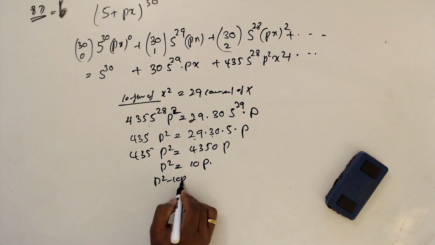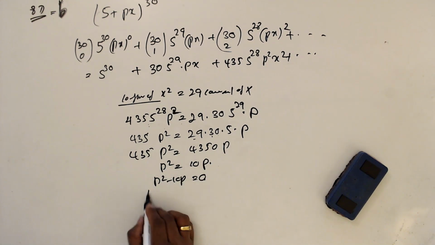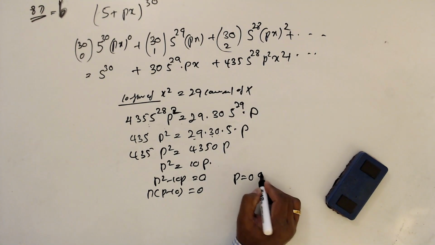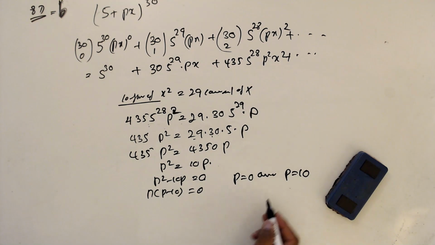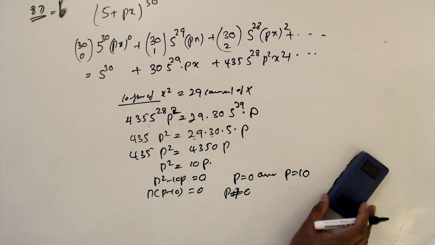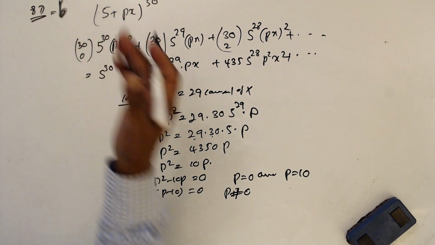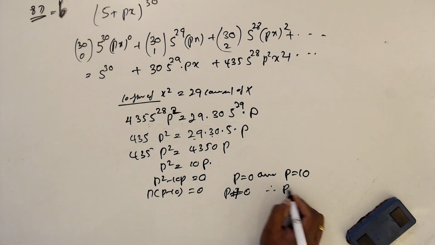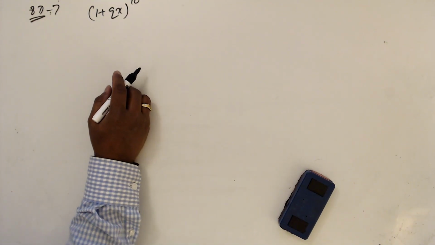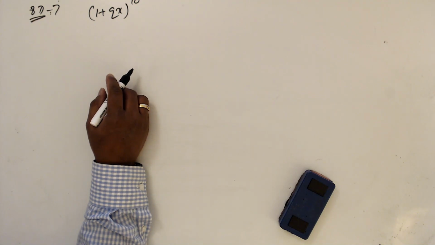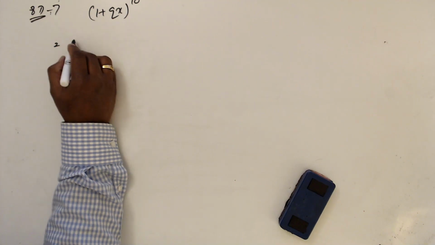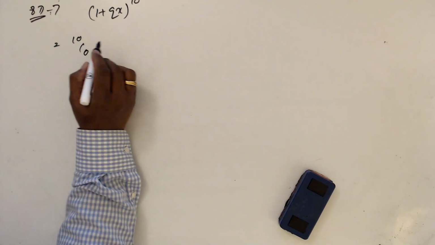p square minus 10p equals 0. So p times p minus 10 equals 0. p equals 0 or p equals 10, two answers. p can't be equal to 0, otherwise there's no binomial expansion. Hence p equals 10. (1 plus qx) to the power 10. q is non-zero.